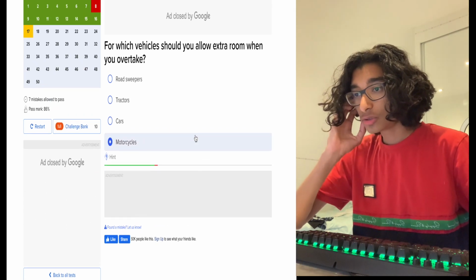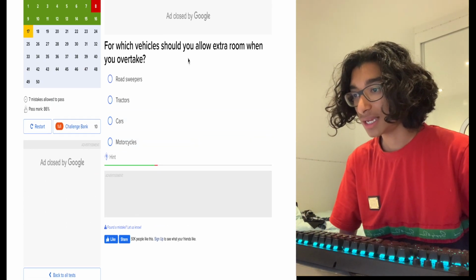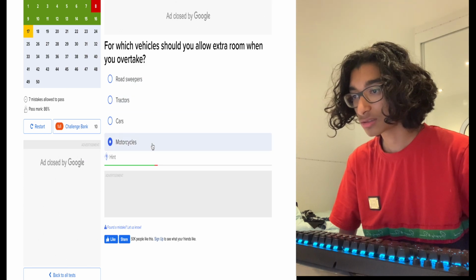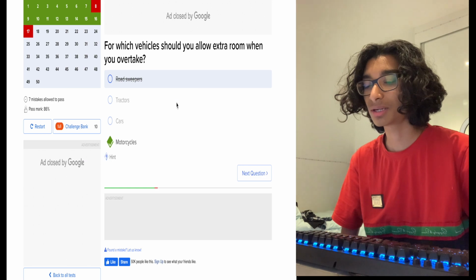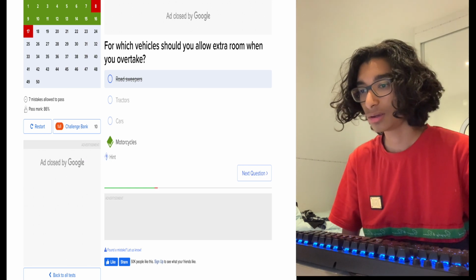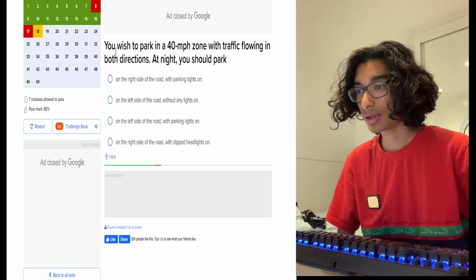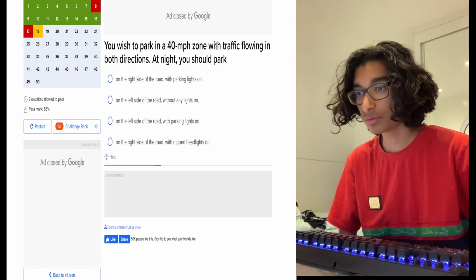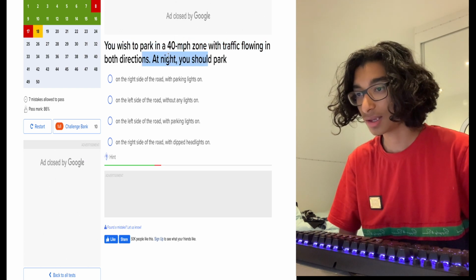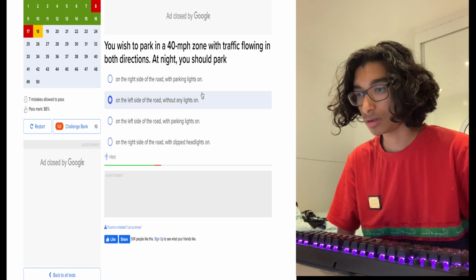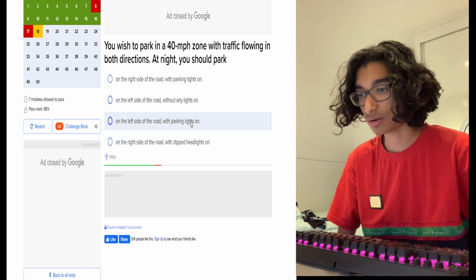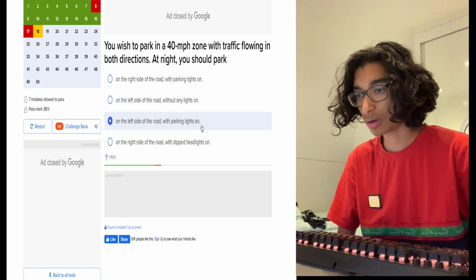For which vehicle should you allow extra room when you overtake? Road sweepers, tractors, cars. I think it's road sweepers. Oh, extra room when you overtake. Oh, because it's when you overtake. Okay. Right, you wish to park in a 40 miles per hour zone with traffic flowing in both directions. At night, you should park on the right side of the road with parking lights on. No. On the left side, so I think you have to have parking lights on. So on the left side with parking lights on.